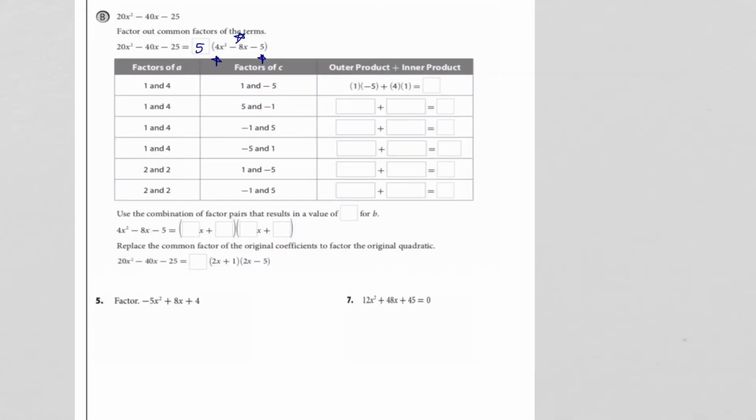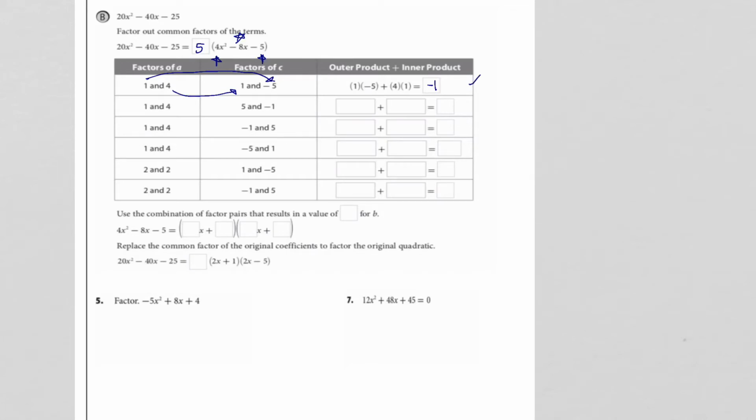So in this column, here are all the factors of 4. Well, we've got 1 and 4, 2 and 2. And the factors of negative 5, we've got 1 and negative 5, and so on. They're all right here. So if we do 1 times a negative 5 and 4 times 1, you're going to get negative 5 plus 4, negative 1. And that, of course, is not negative 8. So we've got to keep going, right?